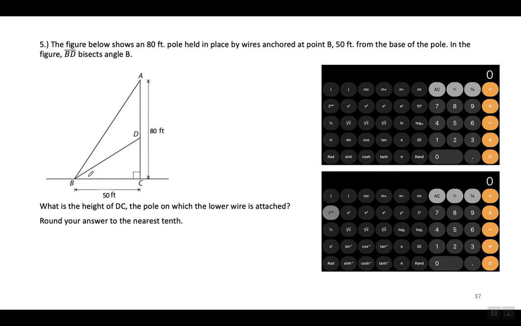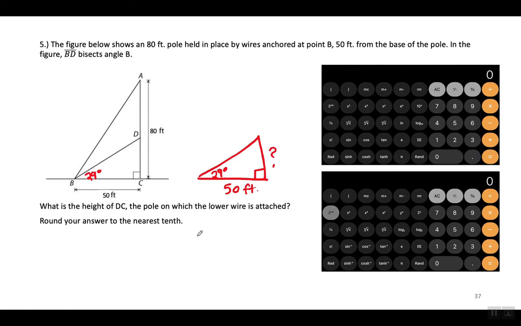So that means that this angle right here is 29 degrees. Now let's just look at the small triangle on the bottom. This is 29 degrees. This side is 50 feet. And I'm trying to figure out how long this side is.